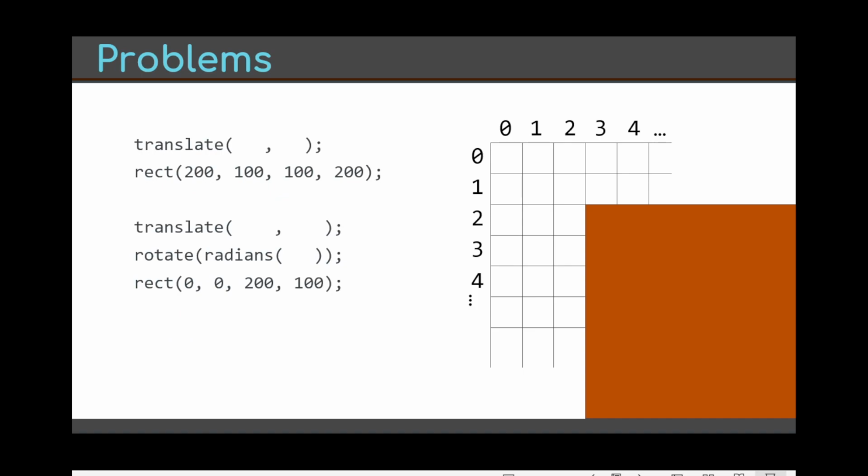What would you put in this translate? So here the rectangle is drawing from the top left corner. We're assuming that it's in top left mode. And it's being drawn at 200, 100 with a width of 100 and a height of 200. How do we get it back to 3, 2? What translate do we need?